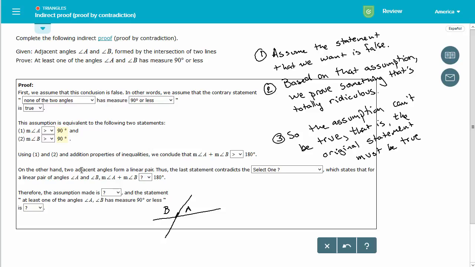On the other hand, two adjacent angles form a linear pair. Thus, the last statement contradicts the definition of right angles? No. Angle addition property? Not really. Nothing to do with triangles here. Exterior angles property? No exterior angles here. Oh, linear pair property. The linear pair property says that a linear pair of angles, their measures add up to exactly 180 degrees.